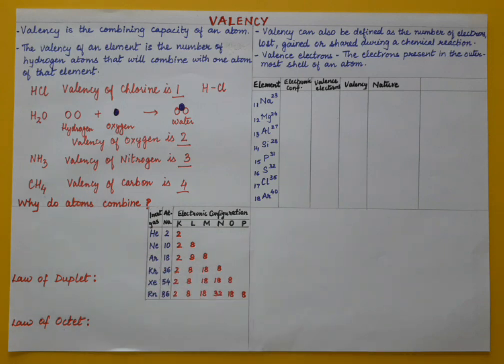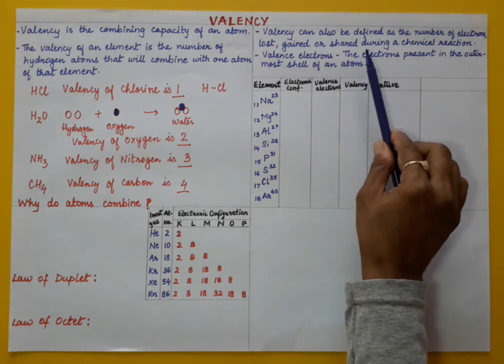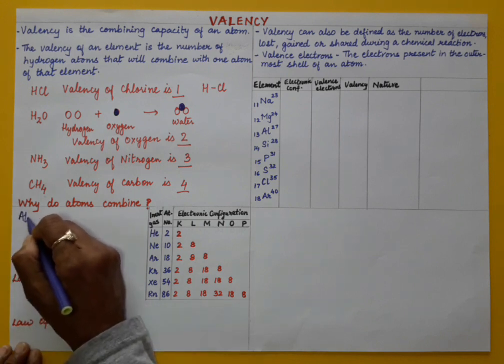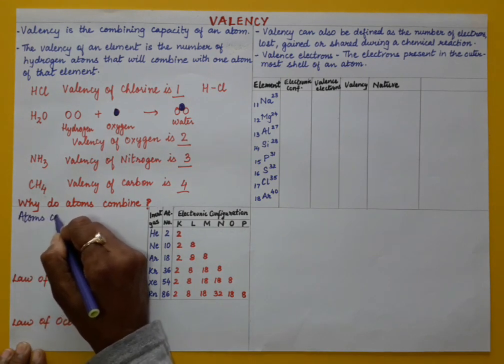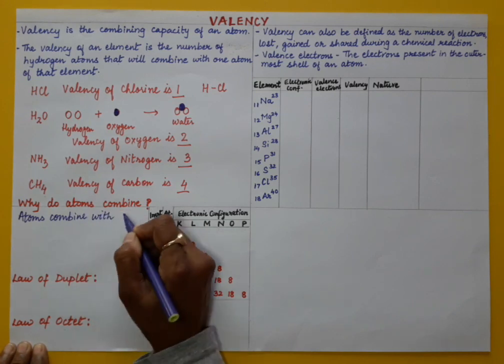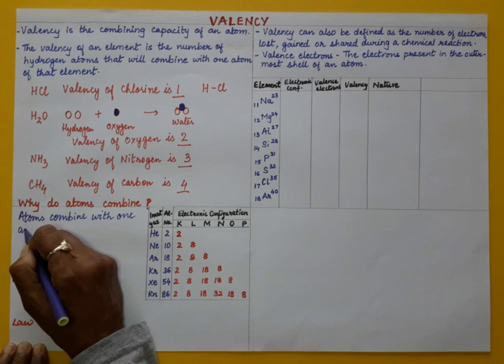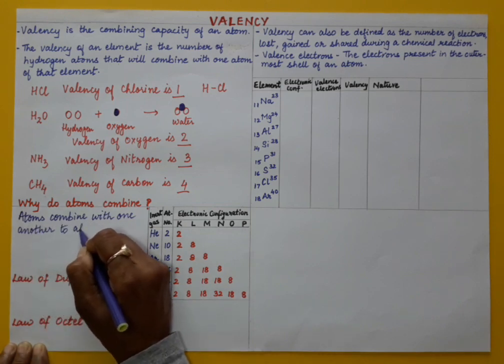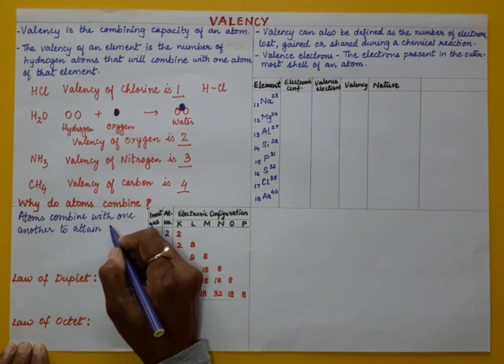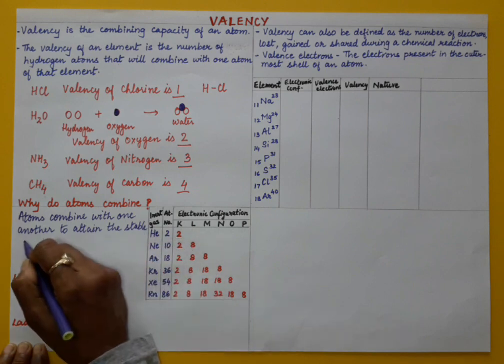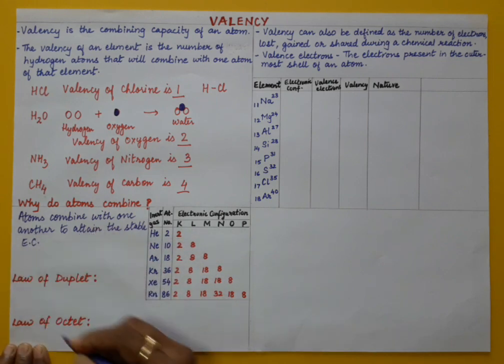Now let us understand the second definition. But to understand the second definition, we have to understand why atoms combine. So atoms combine with one another to attain the stable electronic configuration. Now what is electronic configuration?